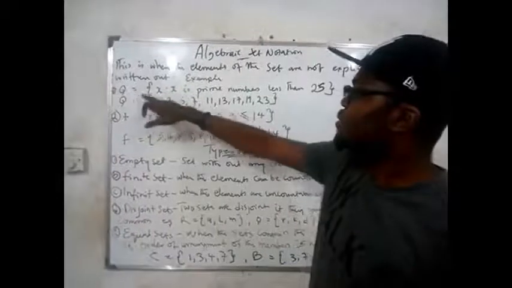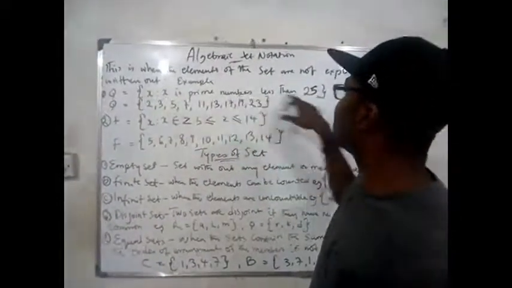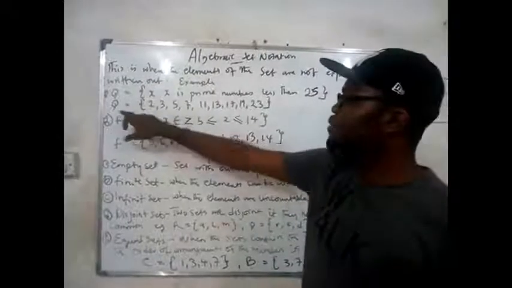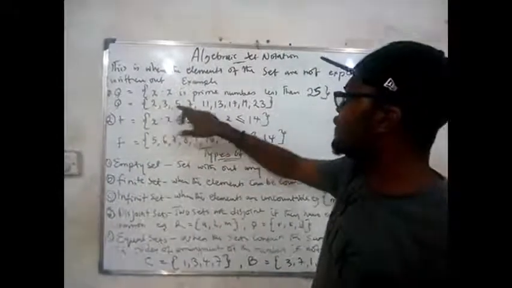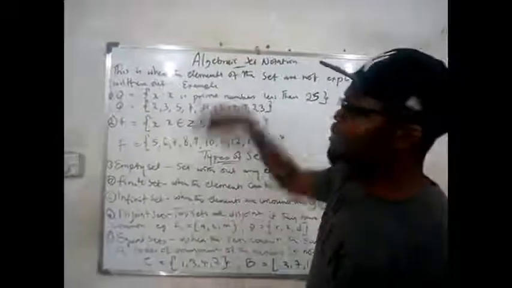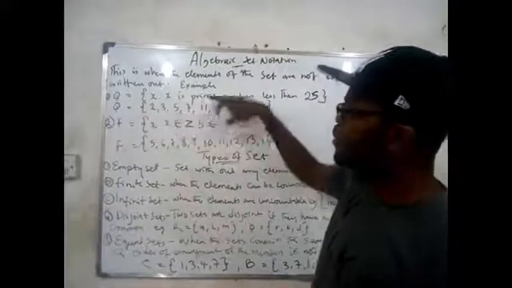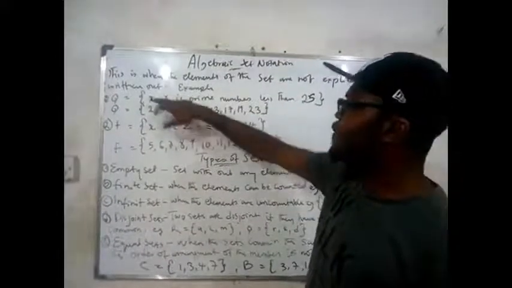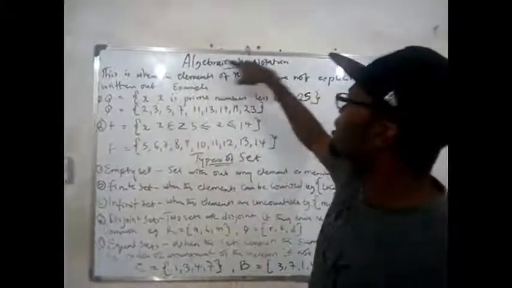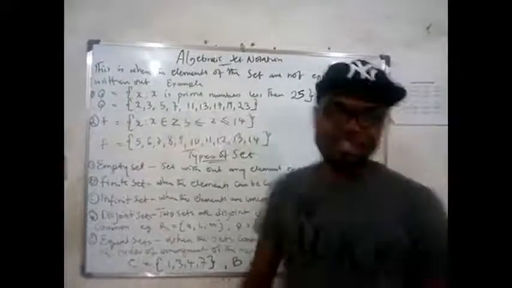Q is a set of X, so that X is prime numbers less than 25. And Q is a set of 2, 3, 5, 7, 11, 13, 17, 19, 23. These two sets are the same. This set Q and this other set Q, both of them are the same. Only that the first one is written in algebraic set notation, whereas the second one is written explicitly.